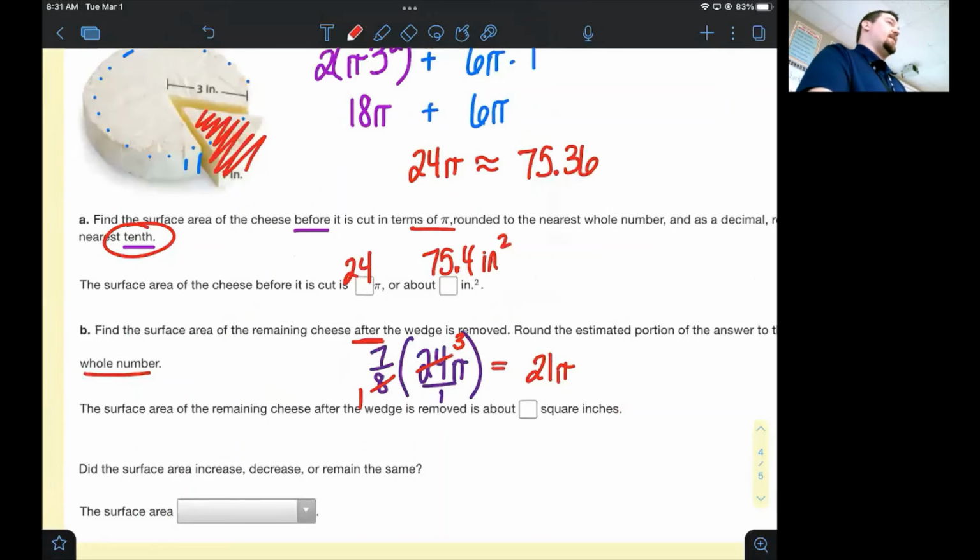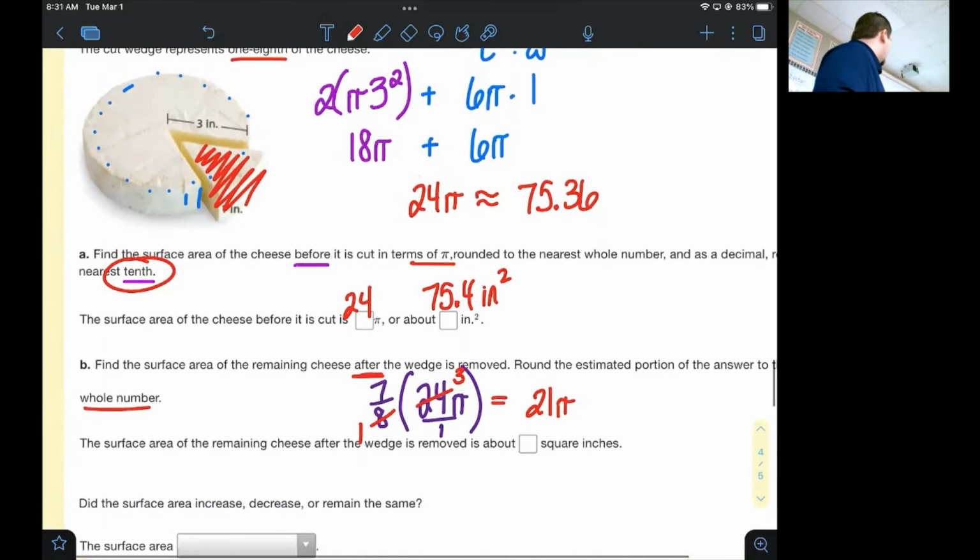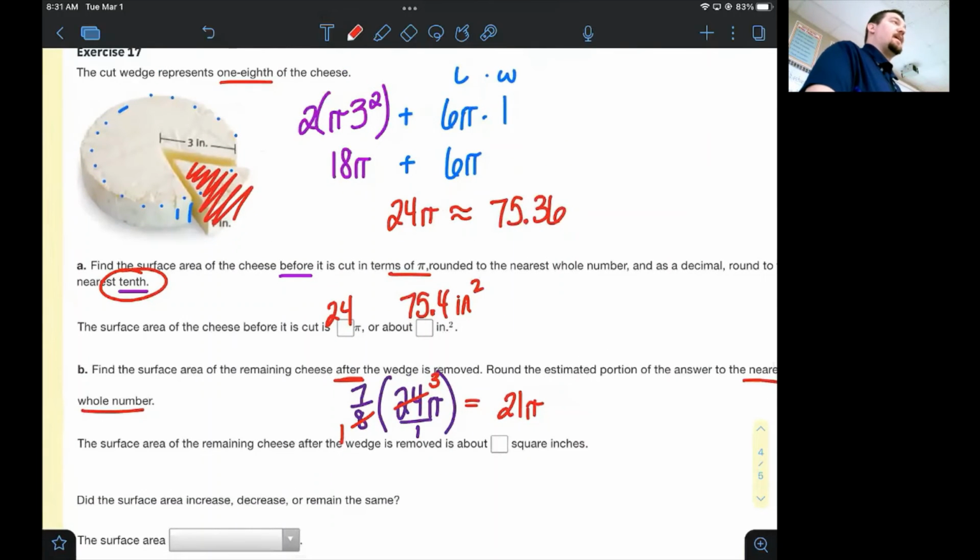So the surface area after I cut that wedge out, if 1/8 of it's gone and 7/8 of it's still there, that'd be 21 pi. The other class did it a different way. And maybe this makes a little bit more sense to you. They said that if 1/8 of it is gone and finding 1/8 of a number is just dividing by 8, they divided 24 by 8 to get 3 pi. And then since that 3 pi piece is leaving, they subtracted 3 pi from 24 pi to get 21 pi, which is what we have.